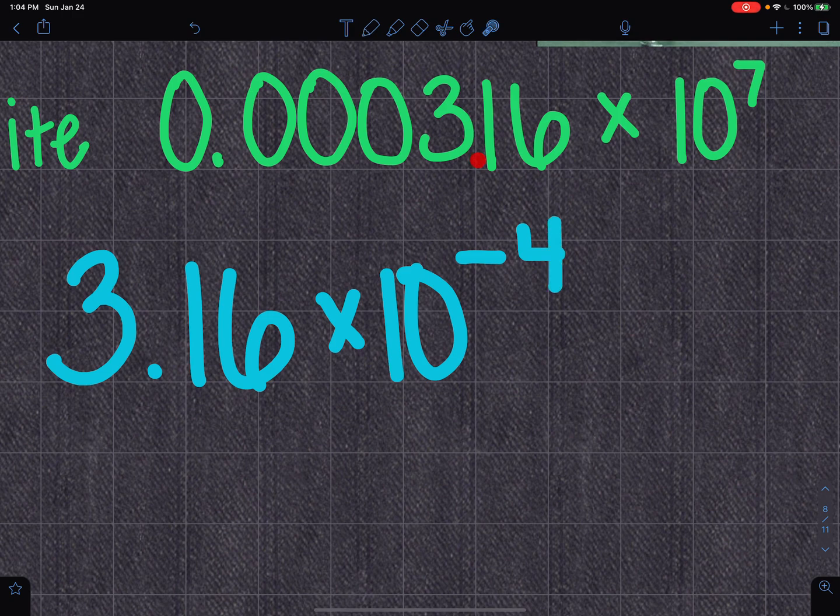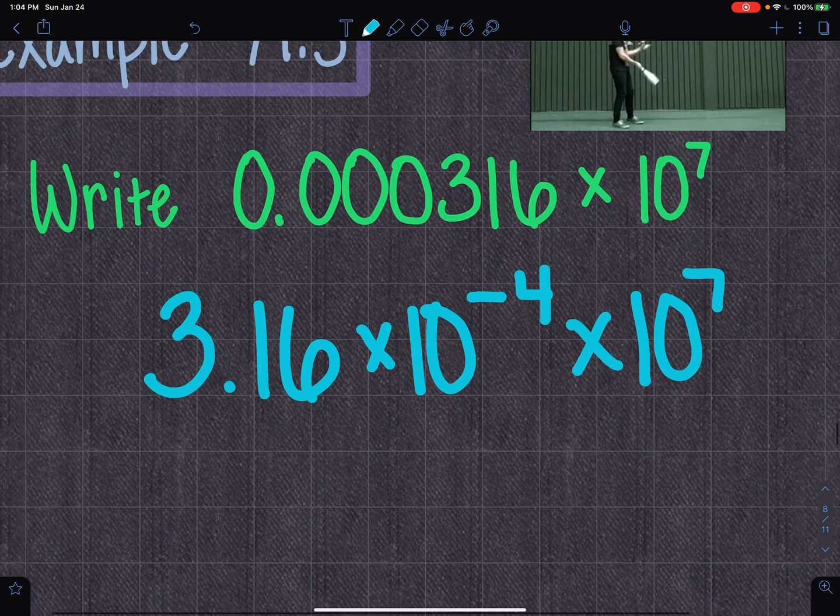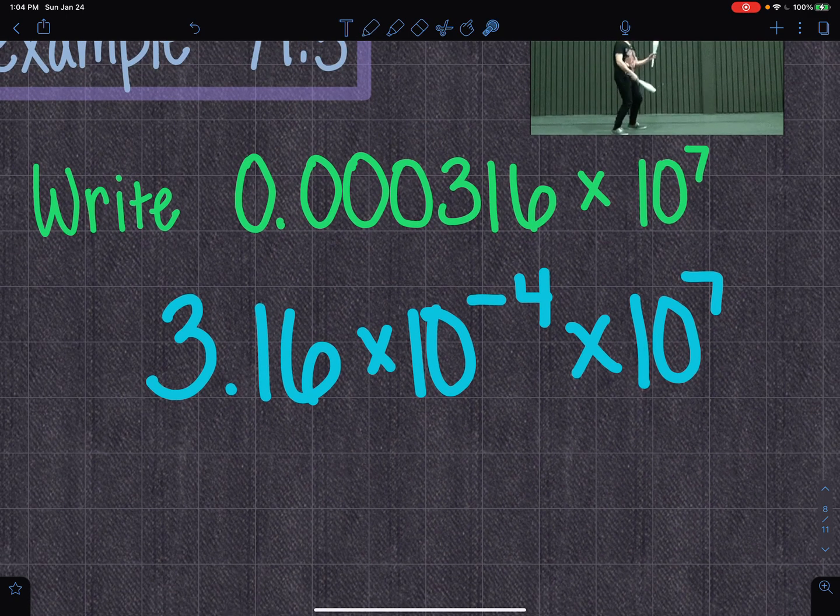I moved it 4, right? 1, 2, 3, 4. Yes. Now I've got to bring this down. Times 10 to the 7th. Okay, so now you've got this big thing. And what do you do when you multiply 10 to the minus 4th times 10 to the positive 7th? You add those exponents.